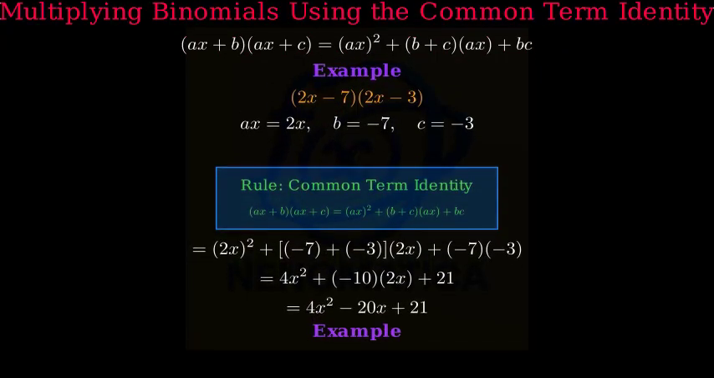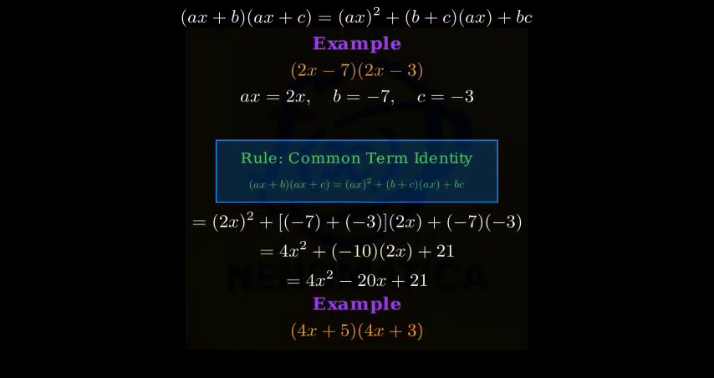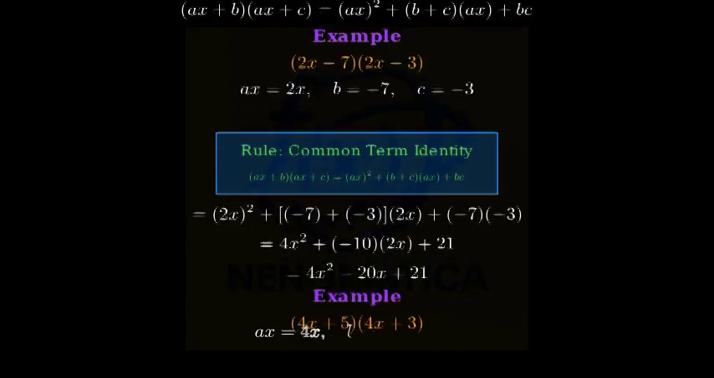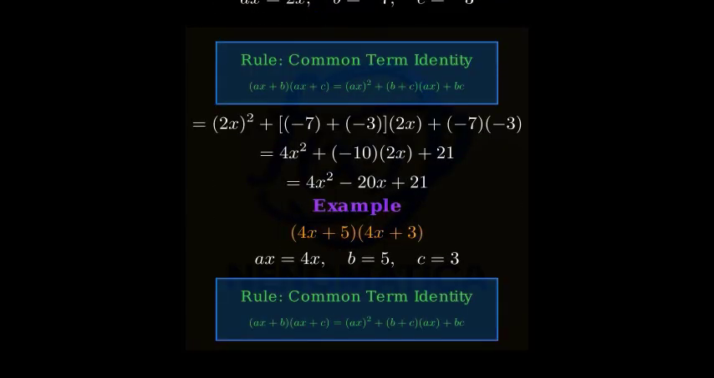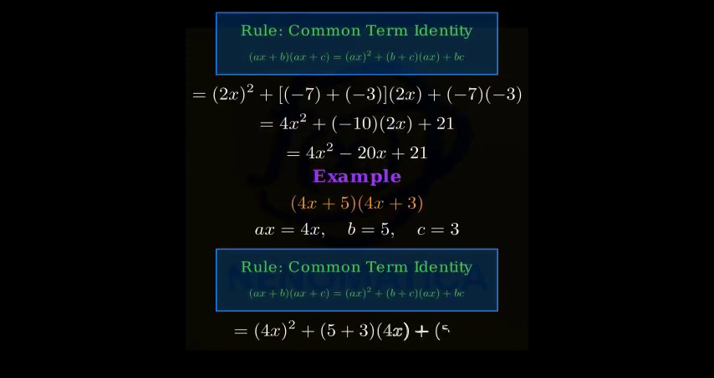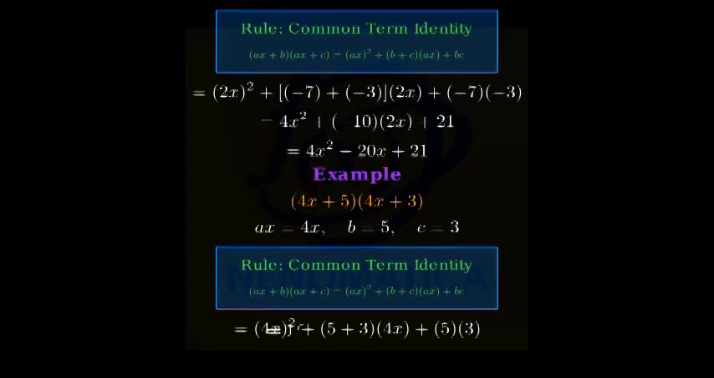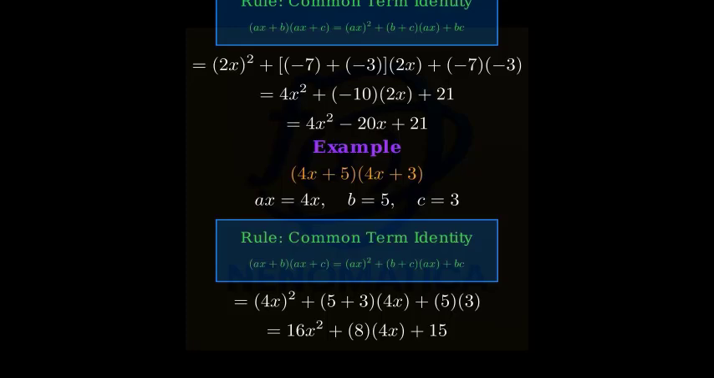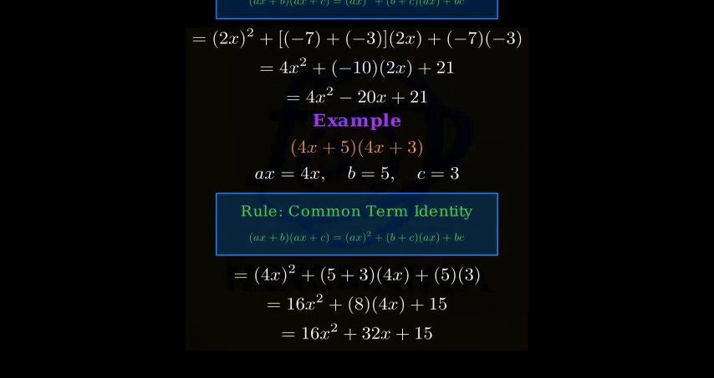Let's move on to our second example. Here we have the expression 4x plus 5 times 4x plus 3. Let's identify the parts again. Step 1, we substitute our values into the formula. We have 4x squared plus 5 plus 3 times 4x plus 5 times 3. This simplifies to 16x squared plus 8 times 4x plus 15, which gives us 16x squared plus 32x plus 15.